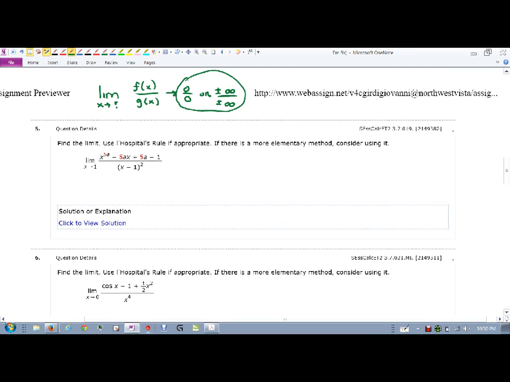But L'Hopital's rule says that what we can do is take that and now do the limit as x approaches whatever it was going to of the derivative of the top divided by the derivative of the bottom. Not the quotient rule, just take the derivative of top and bottom separately. And whatever that limit is, the answer to that is also the answer to this.